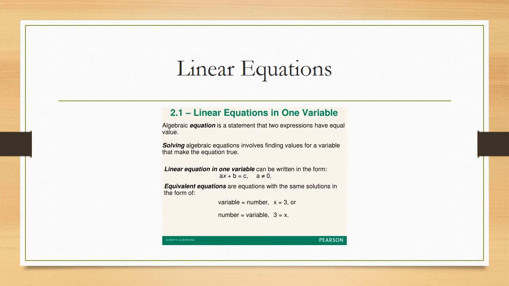Linear equations. Linear equations in one variable. An algebraic equation is a statement that two expressions have equal values. Solving algebraic equations involves finding values for a variable that make the equation true. A linear equation in one variable can be written in the form ax plus b is equal to c. Equivalent equations are equations with the same solutions, in the form of variable is equal to number, x is equal to 3, or number is equal to variable, 3 is equal to x.